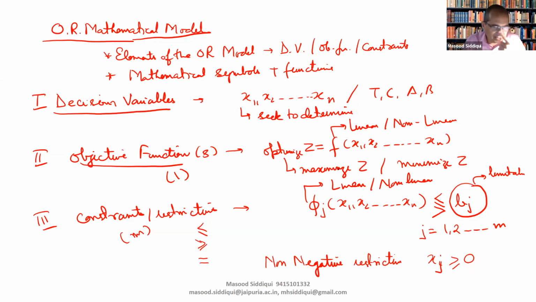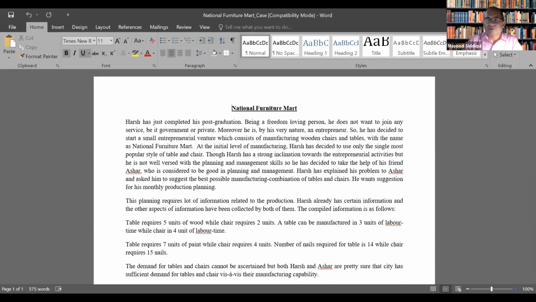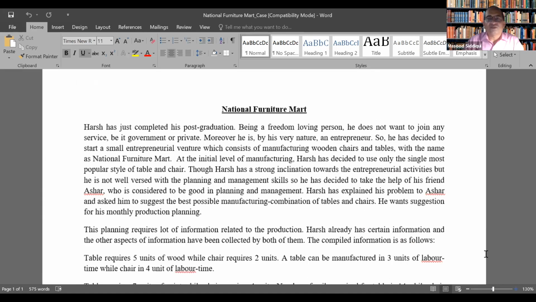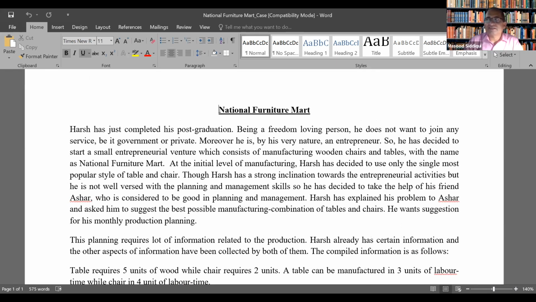So before going to further explanation, I will take up a case and we will try to develop an OR mathematical model and see what are the essential things that are considered in that. I am taking a case. This case would be shared with you. Now first, this is the case. This case is related to National Furniture Mart.